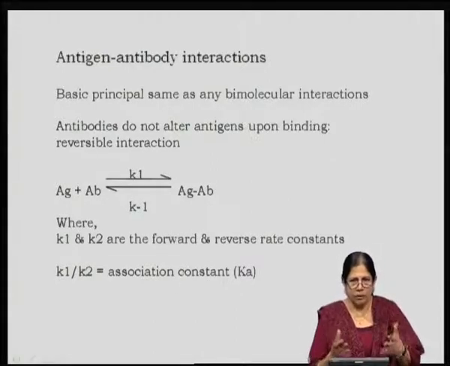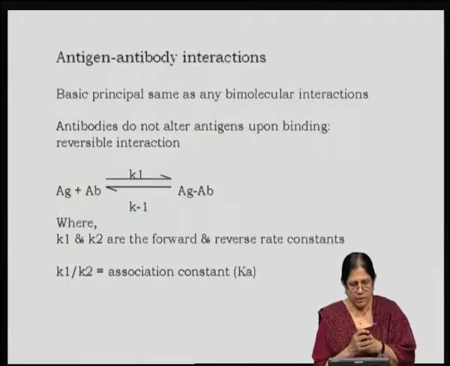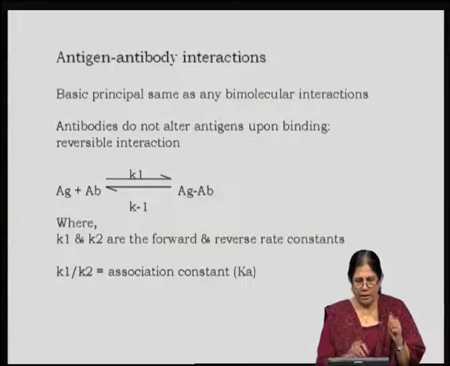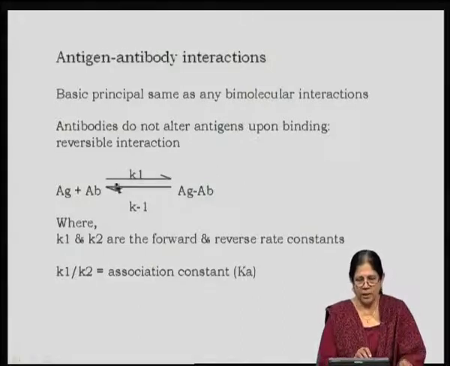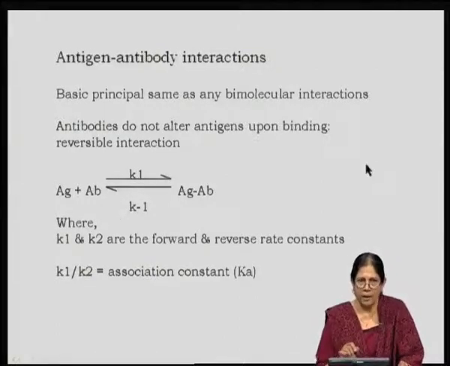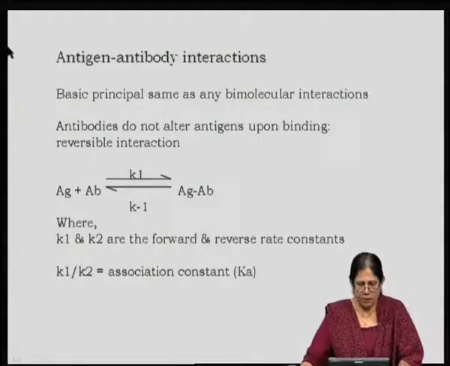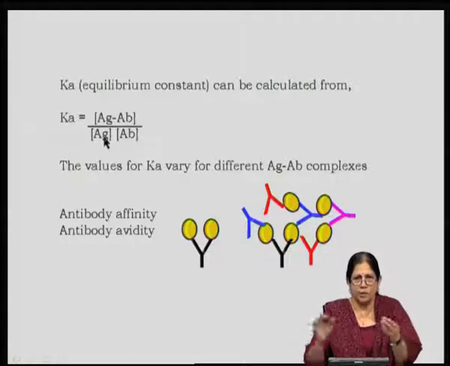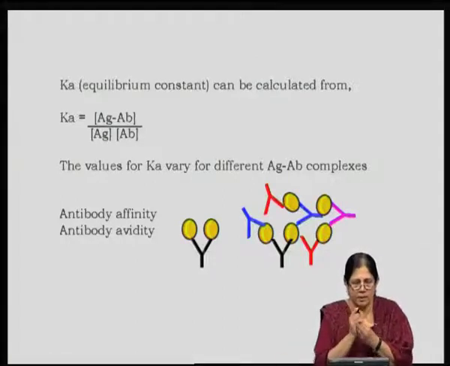Now, how do you discuss this? If you have an antibody which is very high affinity, then K1 would be stronger than K minus 1. Association would be more than K minus 1, the dissociation. So, naturally, the K1 by K2 is what is going to tell you that the interaction is very tight.